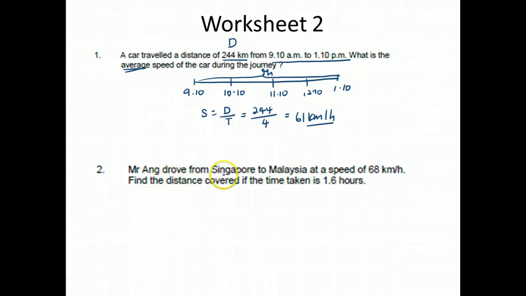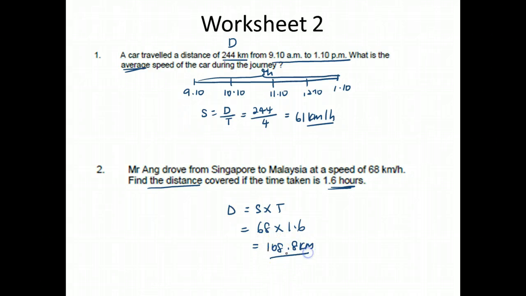Mr. Ang drove from Singapore to Malaysia at a speed of 68 kilometers per hour. Find the distance if the time taken is 1.6 hours. So distance is speed times time. My speed is 68 kilometers per hour. My time is 1.6 hours. So if I multiply them, I will get 108.8 kilometers.